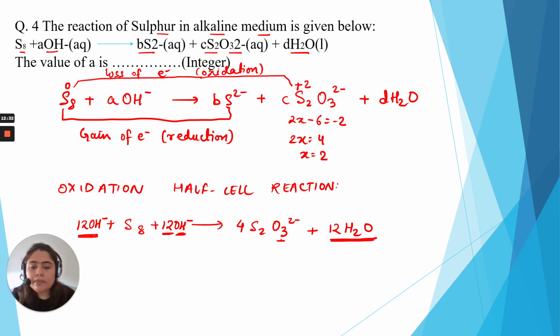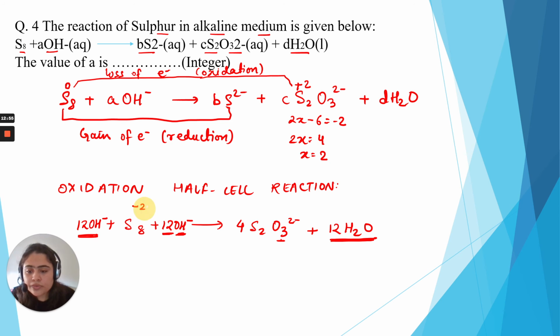Now we will balance the charge. Now you can see every atom is balanced: 24 H here, 24 H here also. 12 plus 12, 24 oxygen here also, 12 oxygen here also. S8 here, S8 here. Every atom is balanced. Now we need to balance the charge. Here we are having -12, -12, -24. So 4 S2 minus ions are here, it's -8.